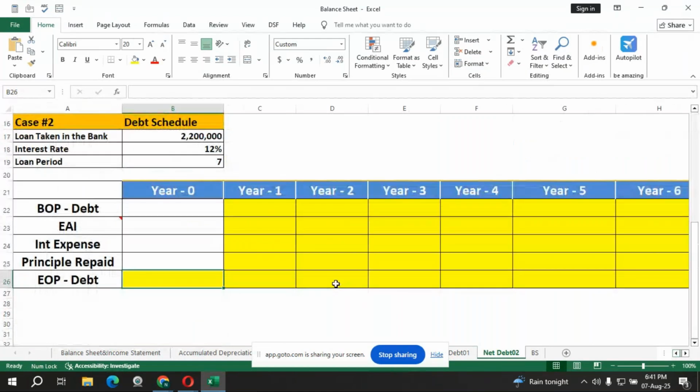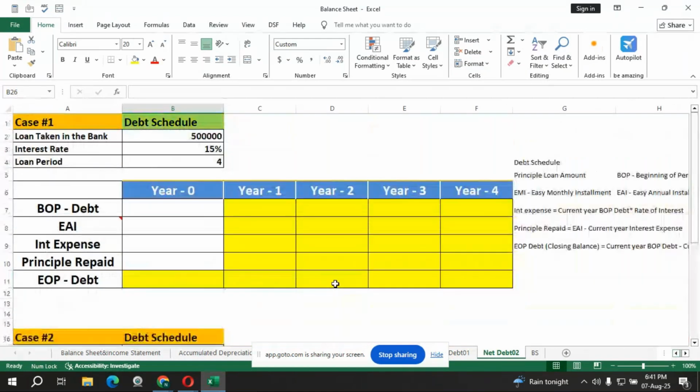So again we have two cases here. First case I'll solve it for you. The second case you can take the lead and you can do it. So before discussing this, see, I've given you on the right hand side some information.